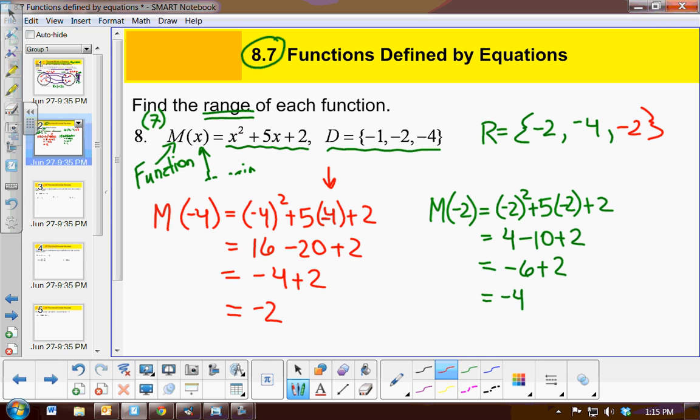Okay, now I'm a little sketchy. Did I do this right? 16 minus 20 plus 2, negative 4 plus 2, negative 2, good. 4 minus 10, okay, I think I'm good. So this is the range given that domain.